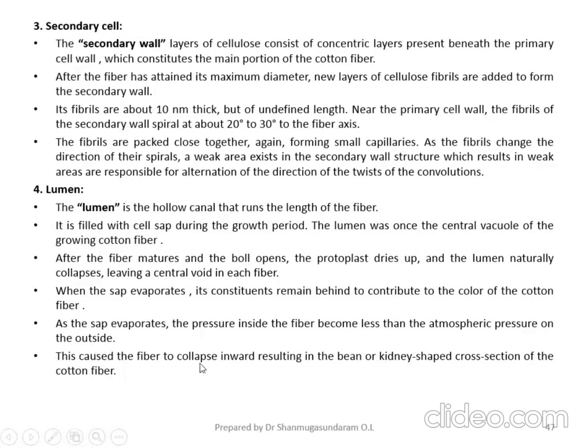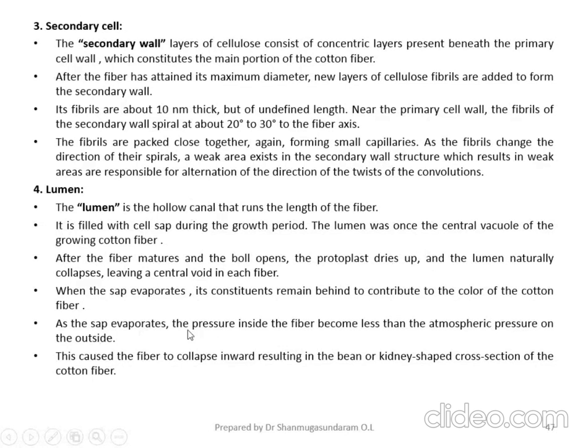So this caused the fiber to collapse inward, resulting in the bean shape or kidney shape of the cross section of the cotton fiber. So this is the reason why our cotton fiber looks either bean shaped or kidney shaped in cross section. What is the reason?